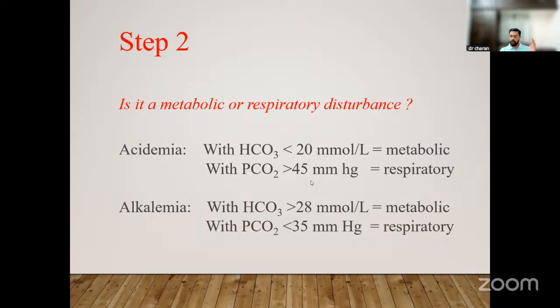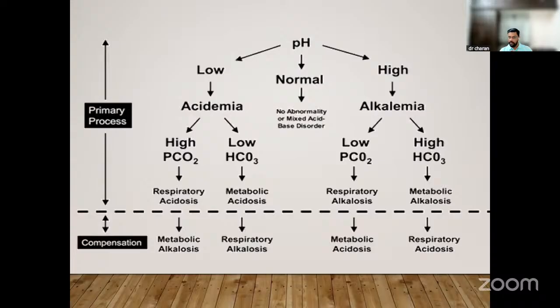So the first step is to diagnose acidosis or alkalosis based on the pH. Next step is to find out what is the primary problem. If acidosis, see your bicarb and PCO2, and decide if it is metabolic or respiratory. If it is alkalosis, decide whether it is metabolic or respiratory. If pH is normal, not a problem, no major problem. It can be a mixed acid-base disorder, but pH is maintained. If it is low, we know it is acidemia. If it is high, we know it is alkalemia.